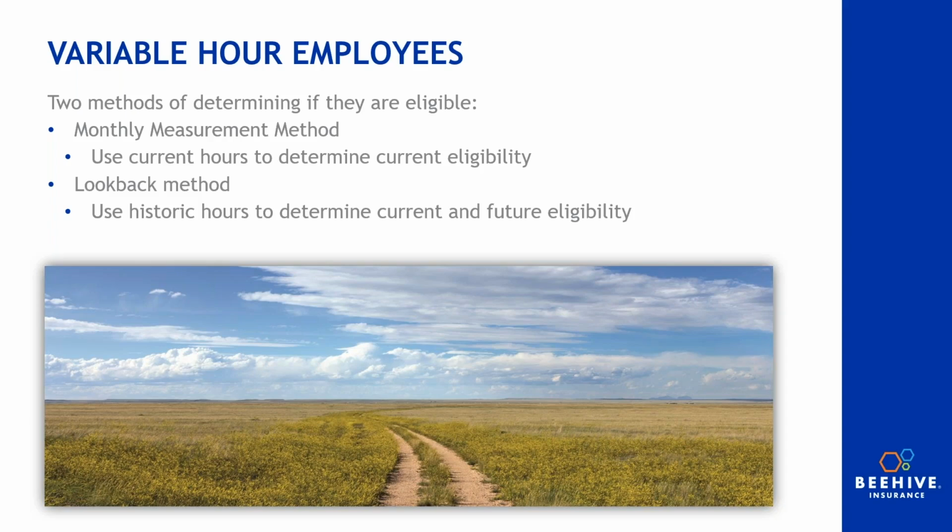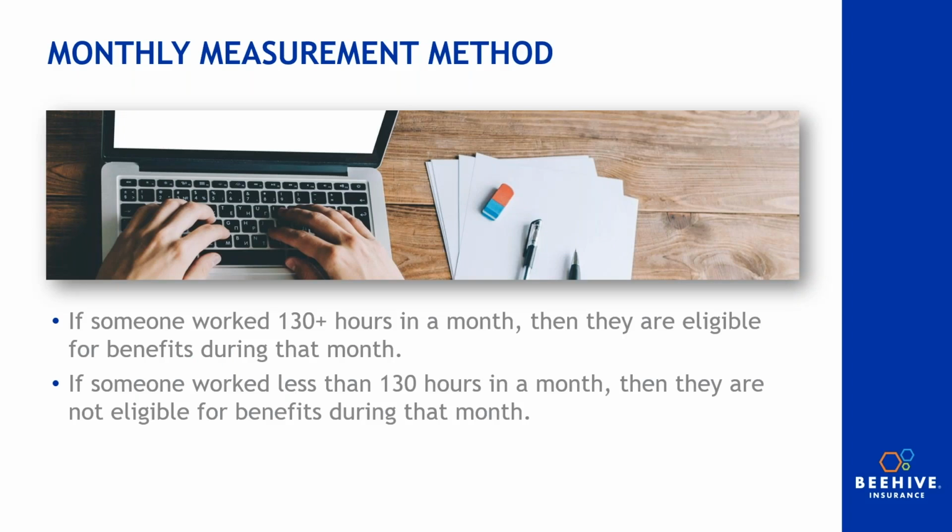So first, we're going to go over these for our variable hour employees. Again, if you have an employee who looks like a duck and quacks like a duck, treat them like a duck. These are for our employees where we don't know yet. So for our monthly measurement method, it simply is, if someone works 130 hours in a month, they are eligible during that month. If they work less than 130 hours in a month, they are ineligible for benefits during that month. So this one ends up being fairly clear cut to understand.